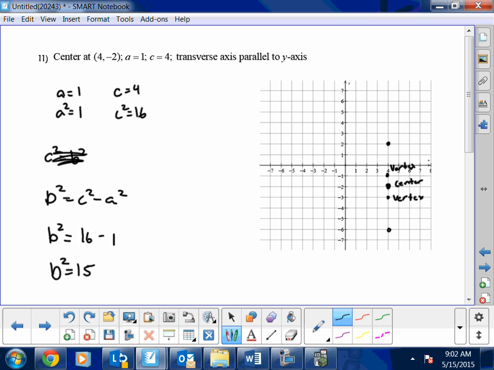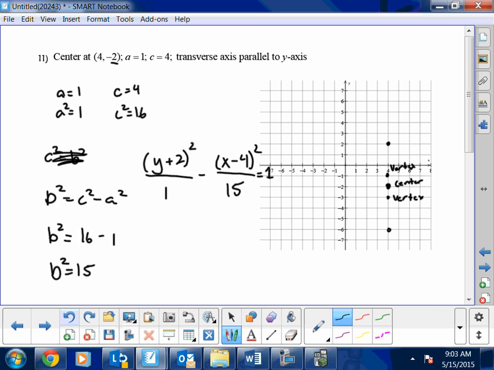The reason why this is important, once you have B squared, you could write your equation. The center is going to be, in this case, now the biggest one is going to be the y. So if y is the biggest one, we're going to have y minus k, so y plus 2, because of this value, divided by a squared, which will be 1, minus, remember hyperbola, so this is squared. X minus 4 squared over b squared, which is 15, and that's going to be equal to 1. So that's going to be your equation.